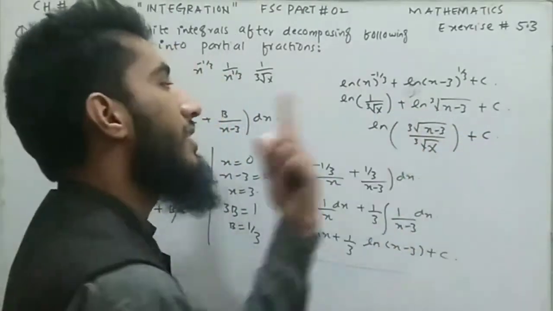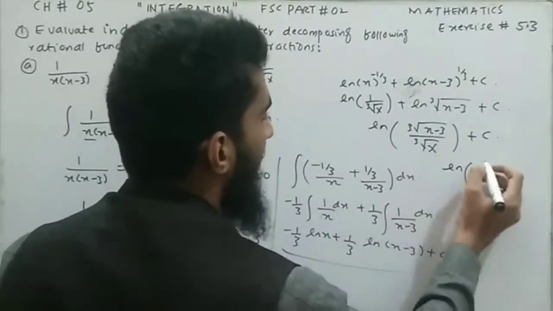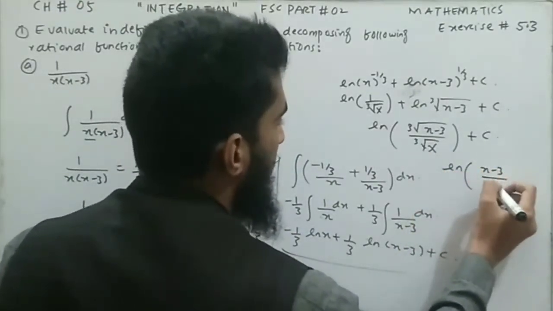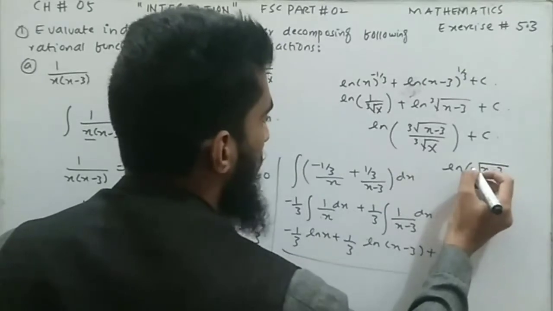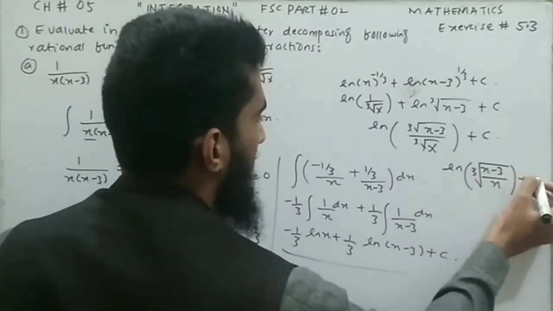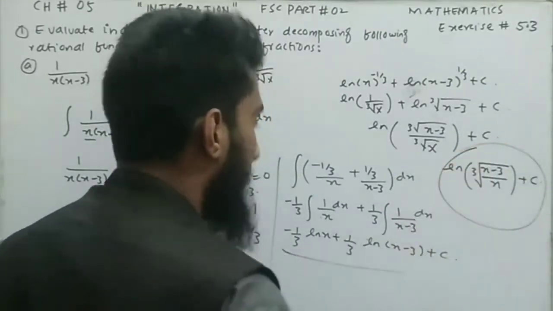Now we can write it in the compact form. So it becomes ln of (x minus 3) divided by x, and taking the cube root on both of them, plus constant of integration. So this is actually the required and desired answer.